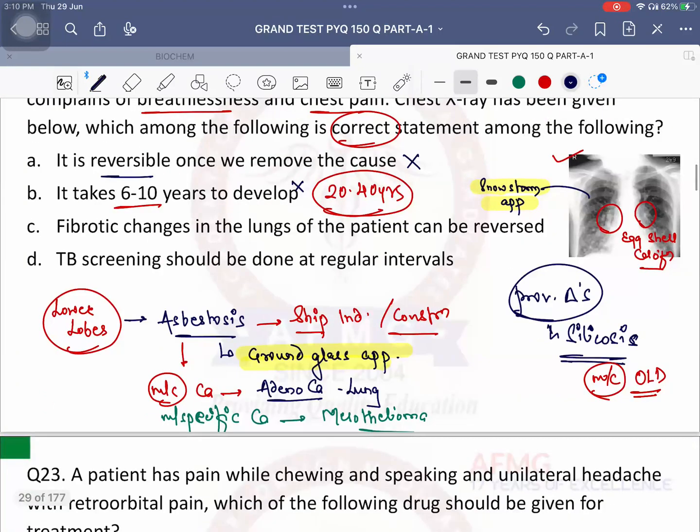Option C says fibrotic changes in the lungs of the patient can be reversed. We have already discussed that fibrosis cannot be reversed. Therefore, pneumoconiosis are irreversible. So the best answer should be TB. Screening should be done at regular intervals. Why? Because TB is the most common disease associated with silicosis. ठीक है? So this was a previous year question. दो बार आ चुका है एग्जाम में. Don't make a mistake if it repeats again.